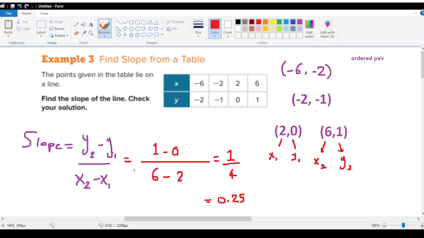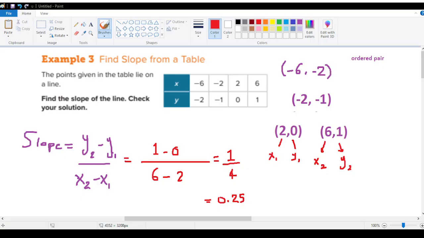Let's imagine that there's another student who picks other 2 points. Will he have the same answer? Yes, he will have the same answer. Okay, Shamsa, understood? Okay.